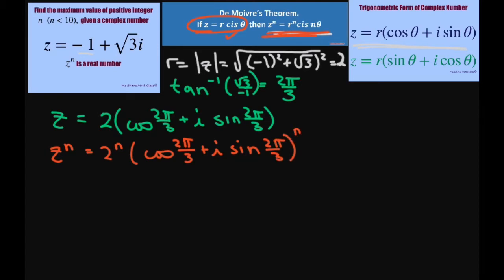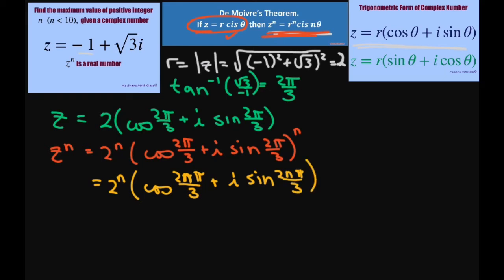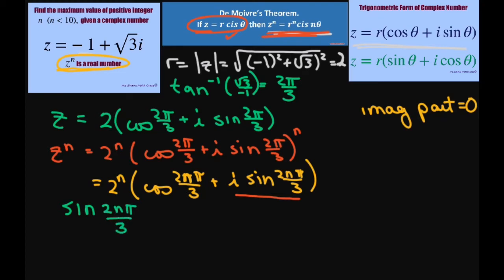Now, using our formula, I can write this out as equal to 2 to the power of n, and then we're going to have cosine of 2n pi divided by 3 plus i times sine of 2n pi divided by 3. All right, now that we have that, we know that z to the power of n is a real number. So our imaginary part should equal 0 if z to the power of n is just a real number. That means this imaginary part here, sine of 2n pi divided by 3, must equal 0.